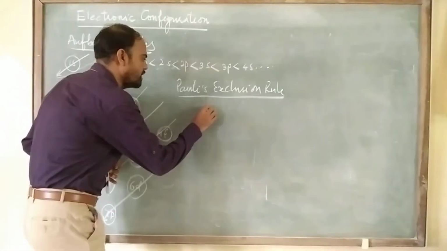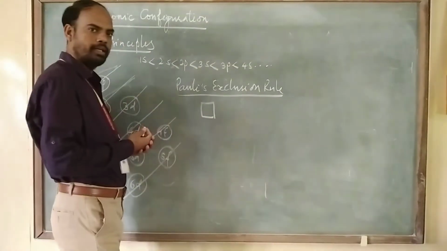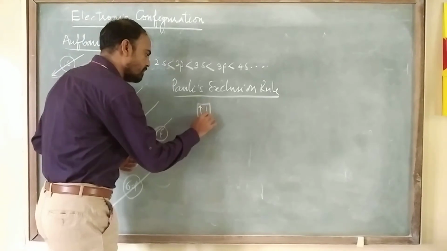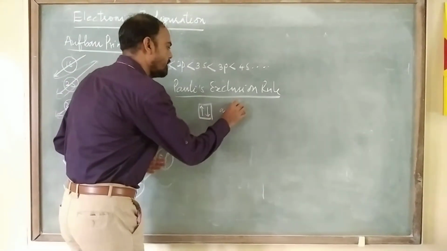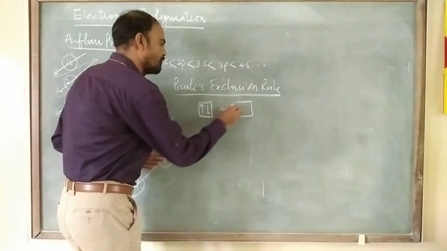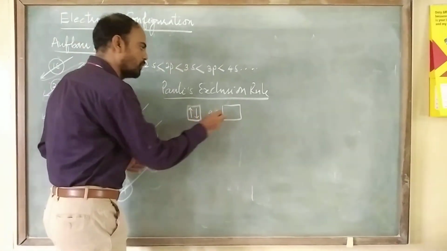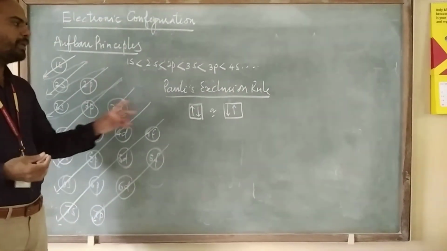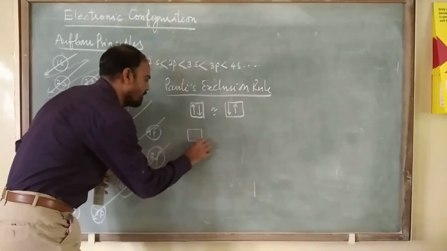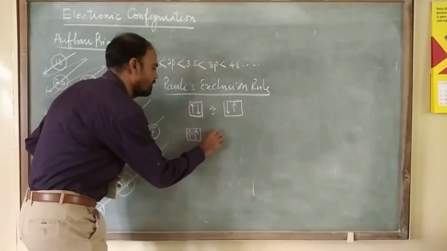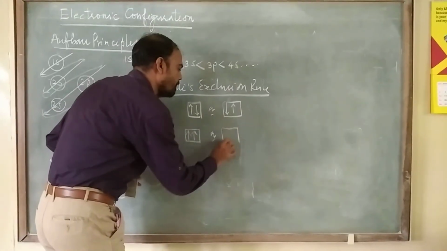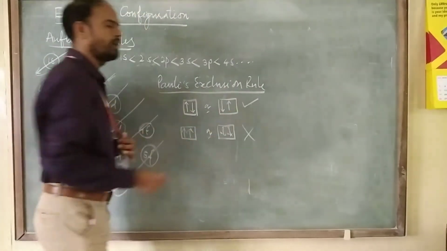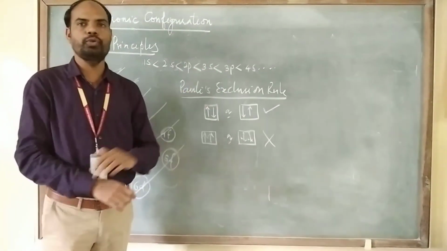Now what do we mean by opposite spin? In any orbital the electrons can be placed with upward spin and downward spin. First I take upward and then downward. In this way only it can be placed. If you place both electrons with parallel spin, either both upward or both downward, then it will be wrong; only the opposite-spin arrangement is right. This is according to Pauli's exclusion rule.